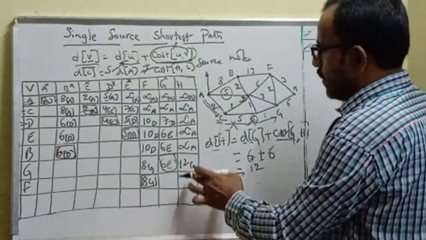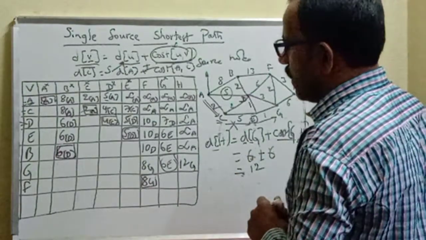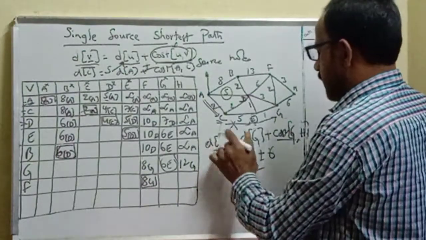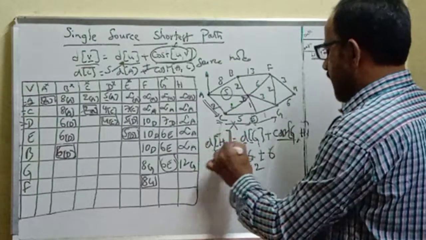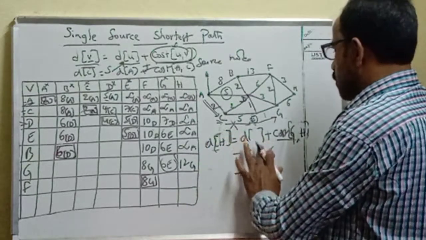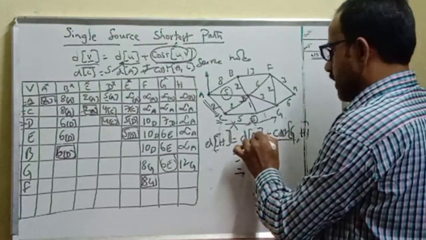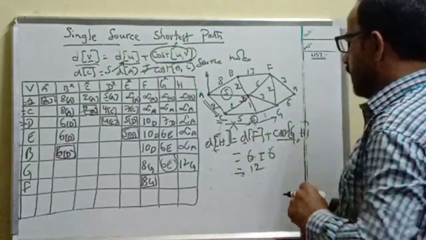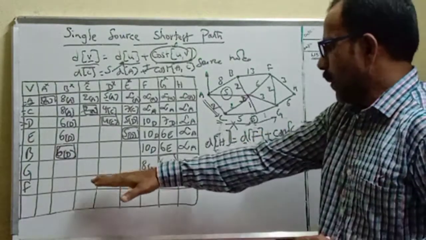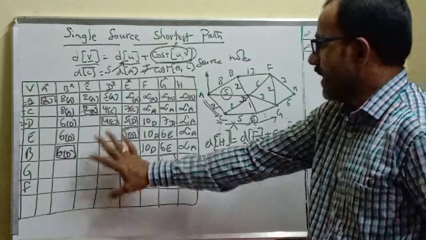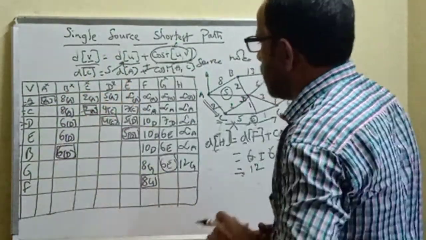Then F to H, only one node remains. Then calculate the distance of H. What do you mean by D of H? The shortest distance from source node A to destination node H. The selected intermediate node is F. In this entire row, we are supposed to fill the row for H, because we have already selected the others. We need not disturb those numbers.